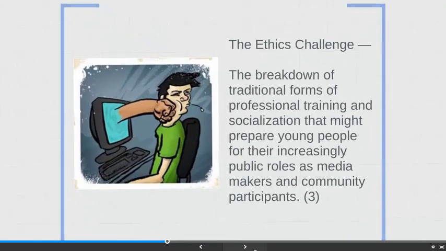The other big issue is the ethics challenge. With the breakdown of traditional forms of professional training and socialization that might prepare young people for their increasingly public roles as media makers and community participants. Translating, students don't get their role in this new community.